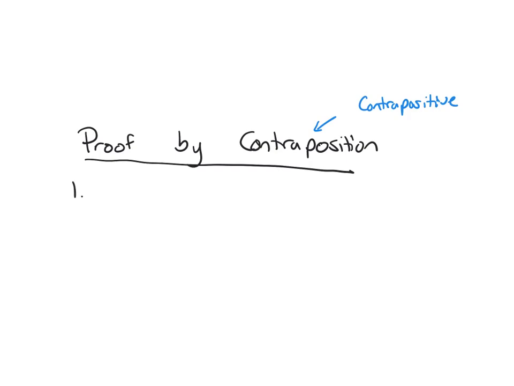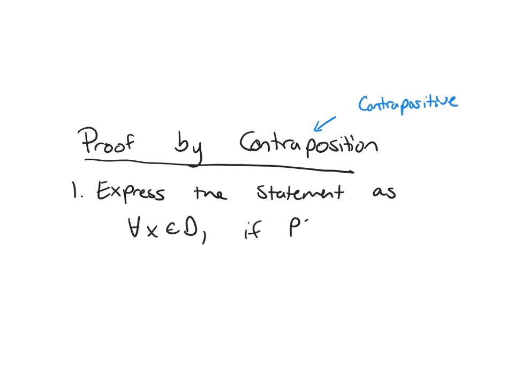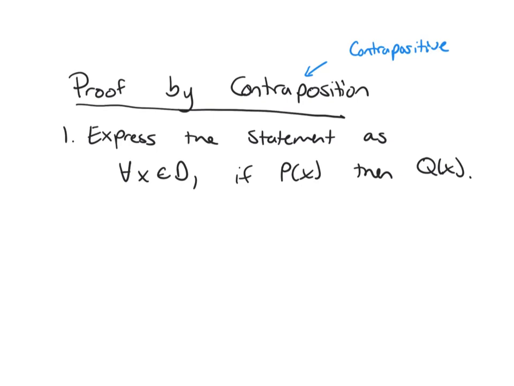So your first step when you're doing proof by contraposition is to express the statement as for all x in D, if p(x), then q(x). You need to have a conditional statement, okay? And then after that, what you're going to do is rewrite this statement using the contrapositive.